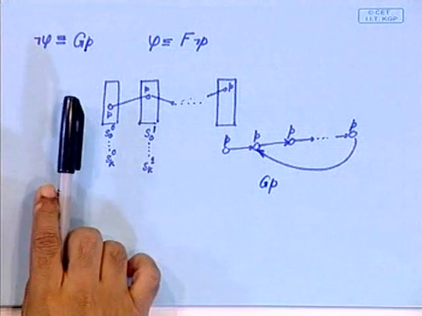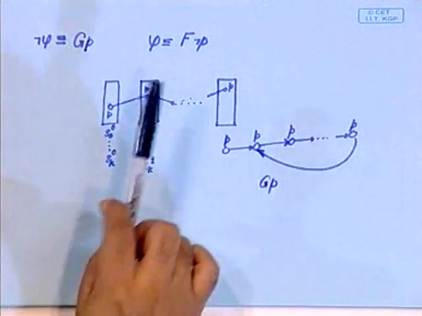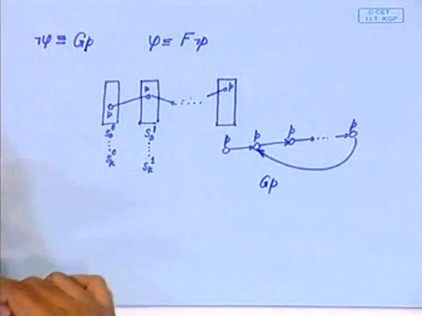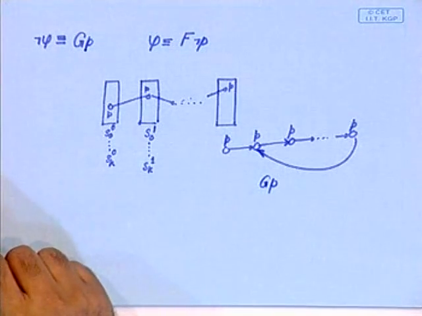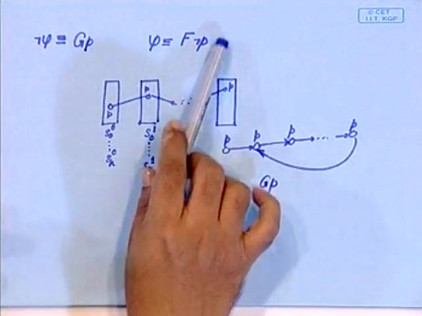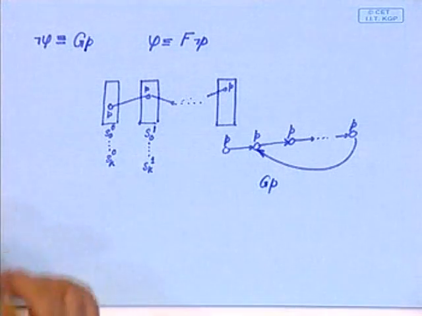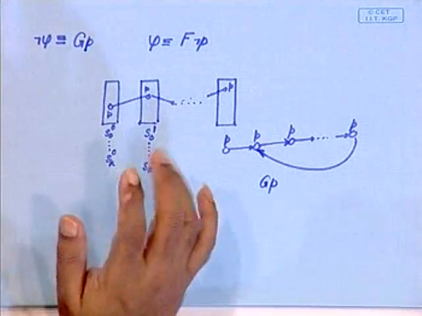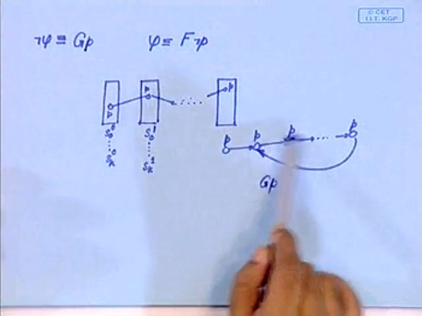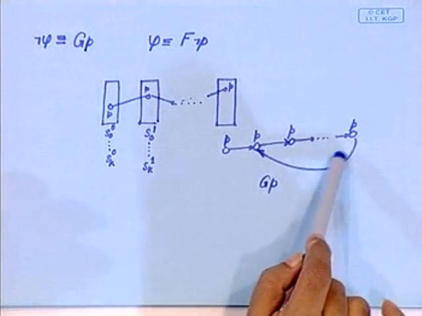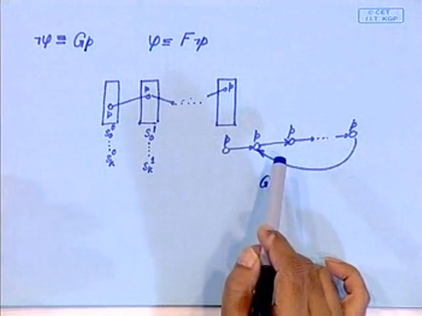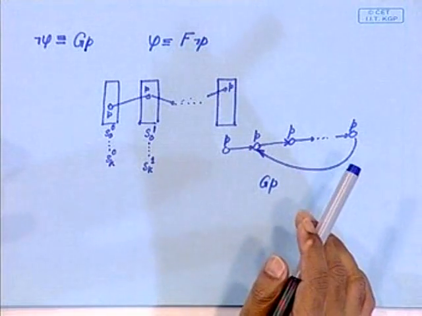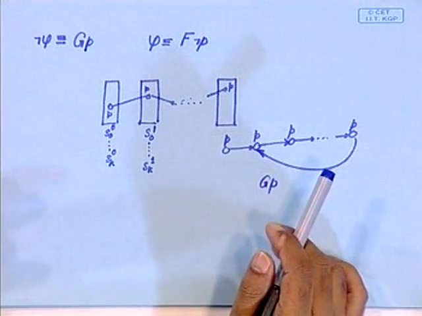So in the Kripke structure, F not P does not hold, because F not P in a Kripke structure would mean that in each path in the future I should have not P. But I have found a path in which, in the future, not P does not hold; it is always P. Is that clear?